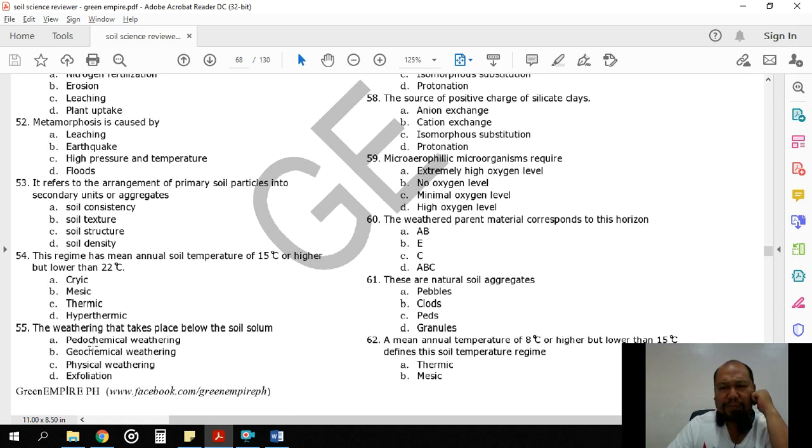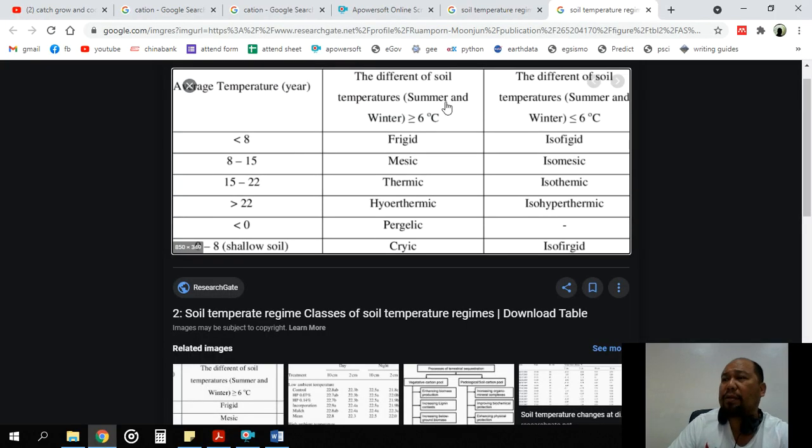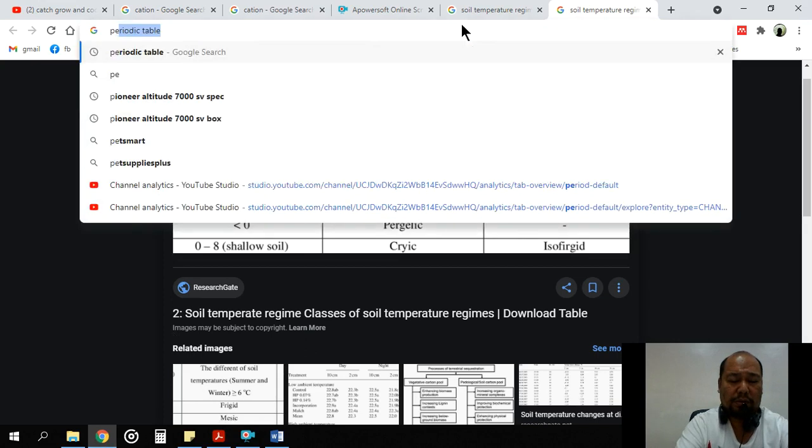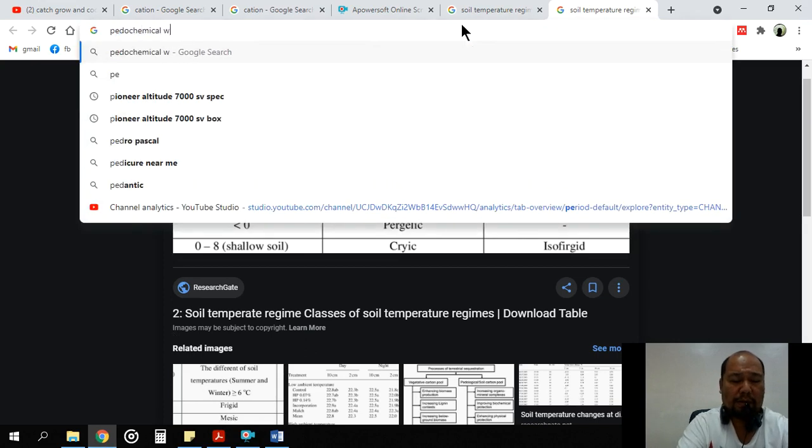Question 55: the weathering that takes place below the soil solum. I'm not sure about this, but the options are pedochemical weathering, geochemical weathering, physical weathering, exfoliation. It's not exfoliation, that's weird. I think it's pedochemical weathering. Let's look it up if we're not sure. Pedochemical.